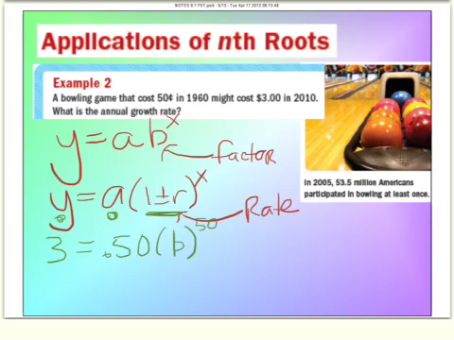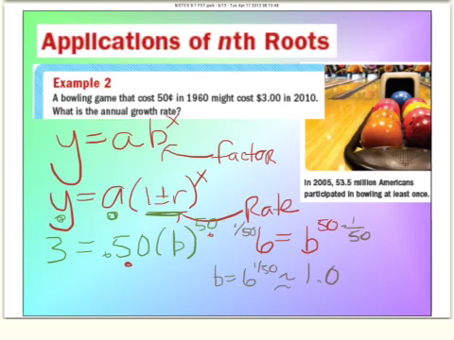Now to solve this, we would just solve an exponential equation. To get b by itself, we have to do two things. We must get rid of the 50 cents and the 50th power. First thing you want to do is divide both sides by 0.5. When you do that, you're going to get 6 is equal to b to the 50th power. To get rid of that exponent of 50, multiply by its reciprocal of 1 over 50th. So b is going to be equal to 6 to the 1/50th power. You put that in your calculator, you're going to get b is approximately 1.036.